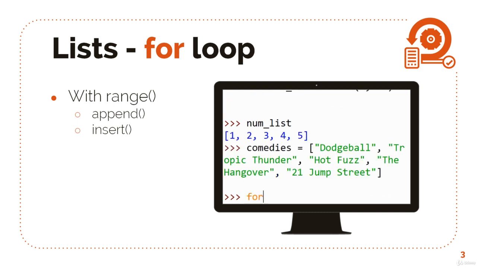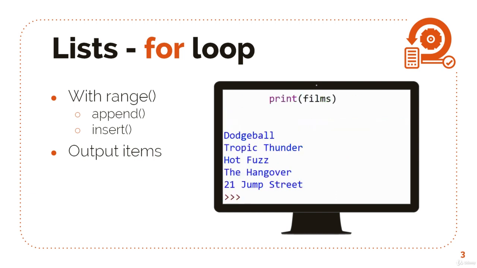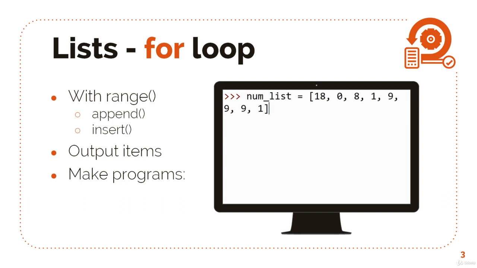You can also use the for loop to print out the items in a list, as you can see in the example. Knowing all this, we can make all sorts of simple programs. For example, we can find the smallest number in a list.